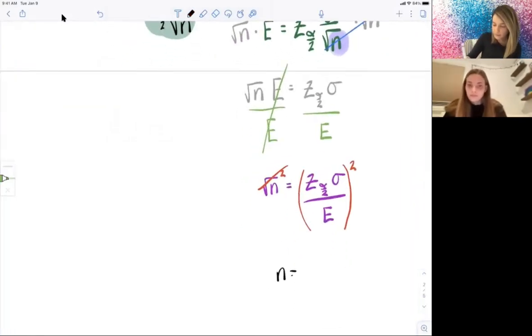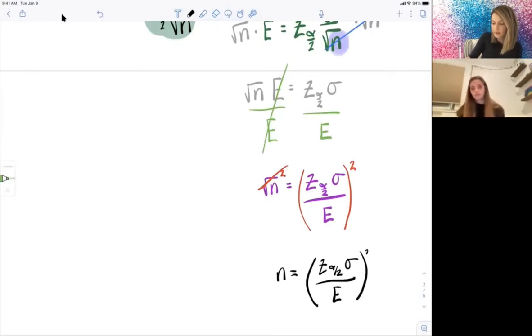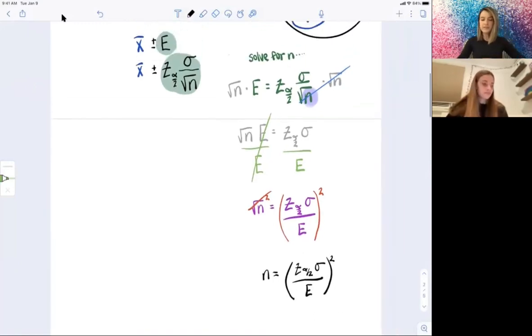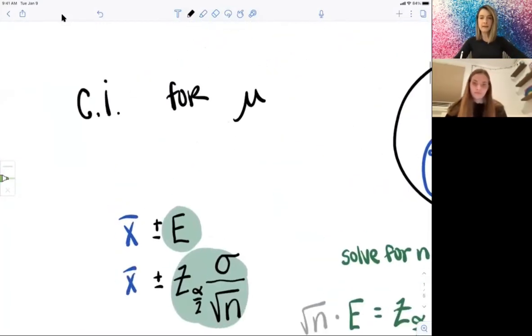We can look up this formula, but it's nice to know where it comes from, and that it's not some new mysterious formula from the math gods. It's just our margin of error formula rearranged, right? Yep. So this is the case if we're talking about means.